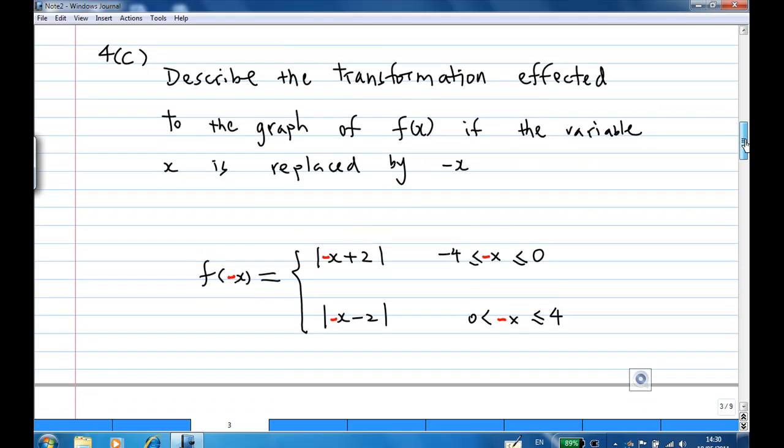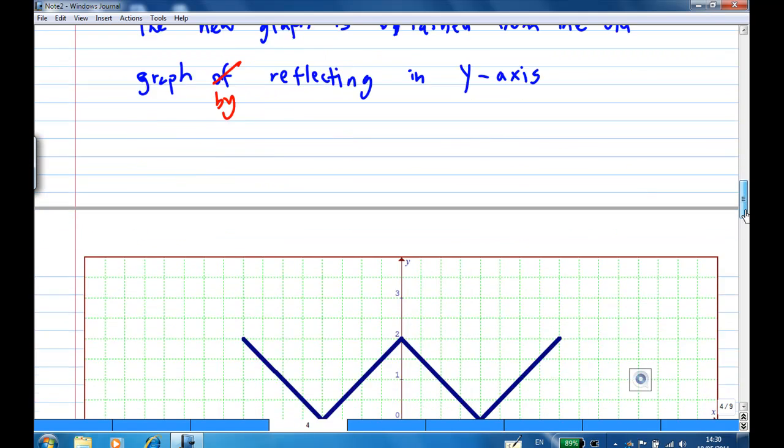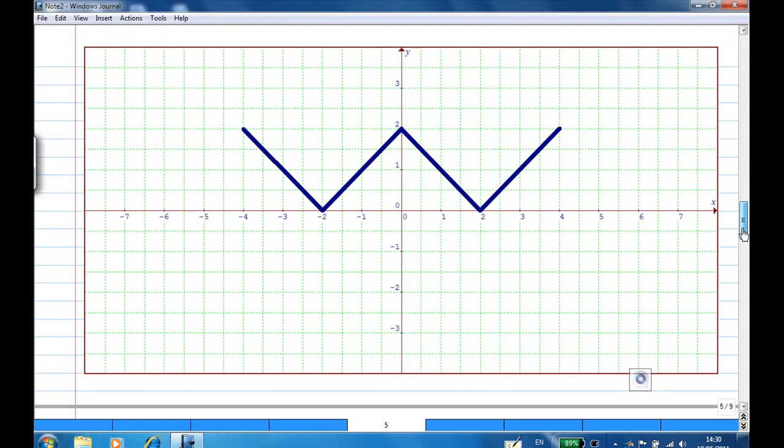You recall that if y equal to f of x is changed to y equal to f of minus x, the new graph is obtained from the old graph by reflecting the old graph in the y-axis. So what does it mean? Let's look at this. This is our old graph. This is the y-axis, and we're going to make a reflection in the y-axis.